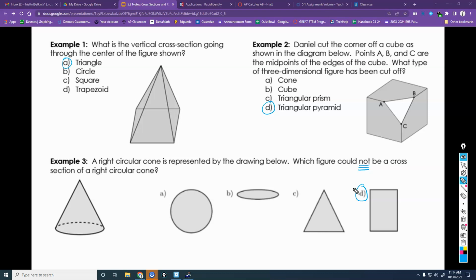To get an oval like that, you would need to karate chop it sideways, like at a slanted angle. There. But no matter what you try, you're not going to get a rectangle out of this, right? So the rectangle is not going to be the cross section.